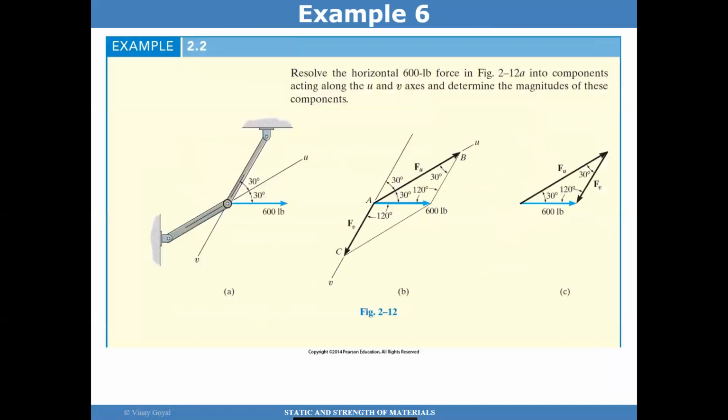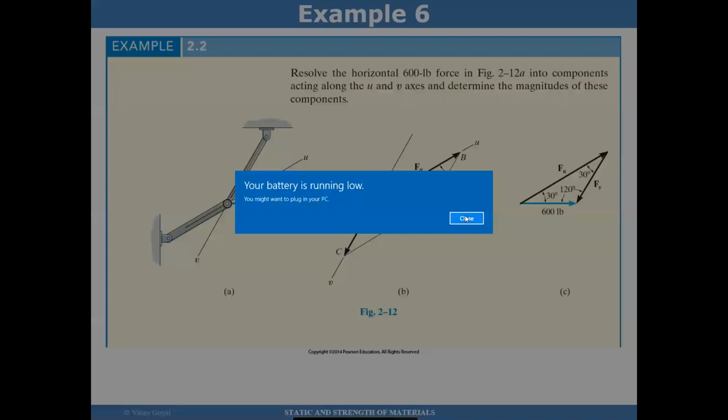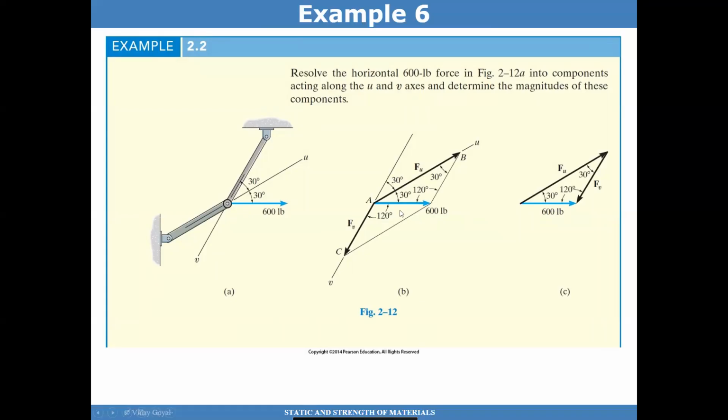There's yet another example, example 6: resolve the horizontal 600-pound force into the components along the U and V axes. U axis is this one, V axis is this one. And then we want to determine the magnitude of those components. So if this is 600 pounds and I want to find the components along U and V, I can draw this vector F, which I don't know what it is, and figure out the approach to solving this problem.